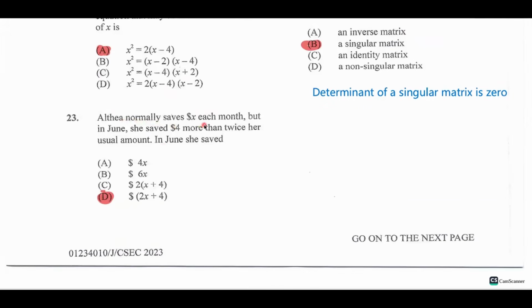23. Althea normally saves X dollars per month, but in June she saved $4 more than twice the usual amount. So in June she saved how much? Twice of X will be 2X, and $4 more on that will be 2X plus 4. So for the month of June, this is how much she saved: 2X plus 4. D.